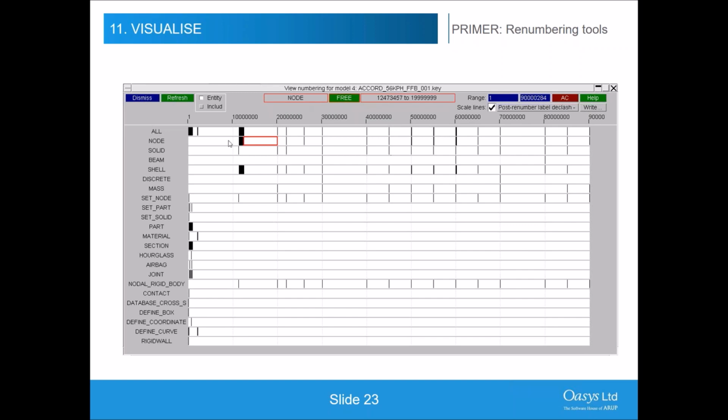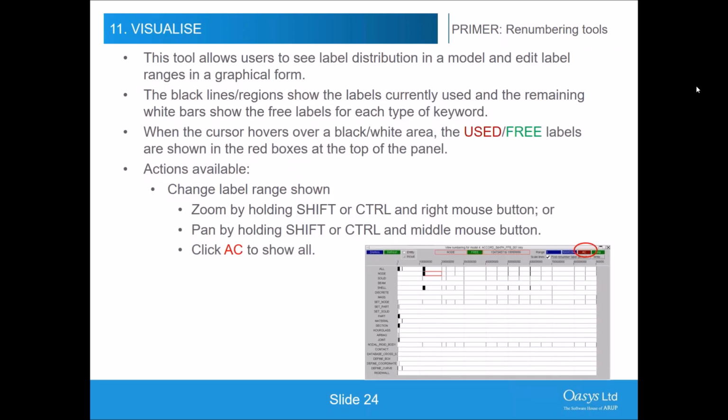And when you hover over either the used regions or the free regions, Primer gives you some information on the selected boxes. So if I hover over nodes, as is showing on the screen here, you've got node, and it's telling me it's free label range, and what they are. There are just some sentences to describe that.